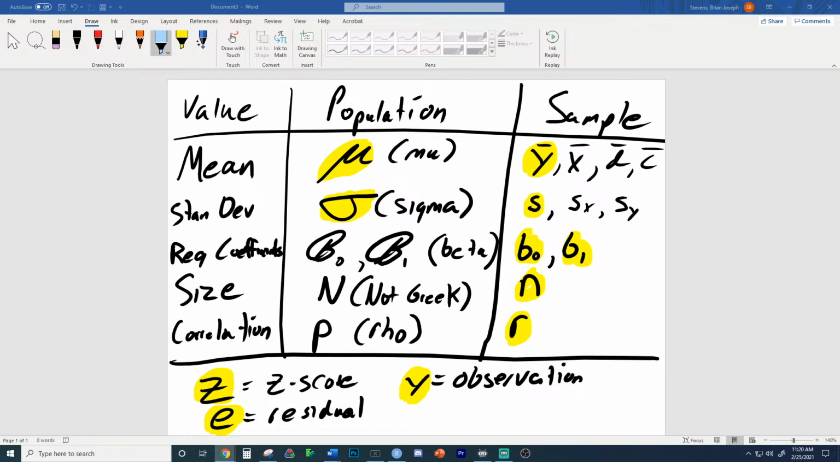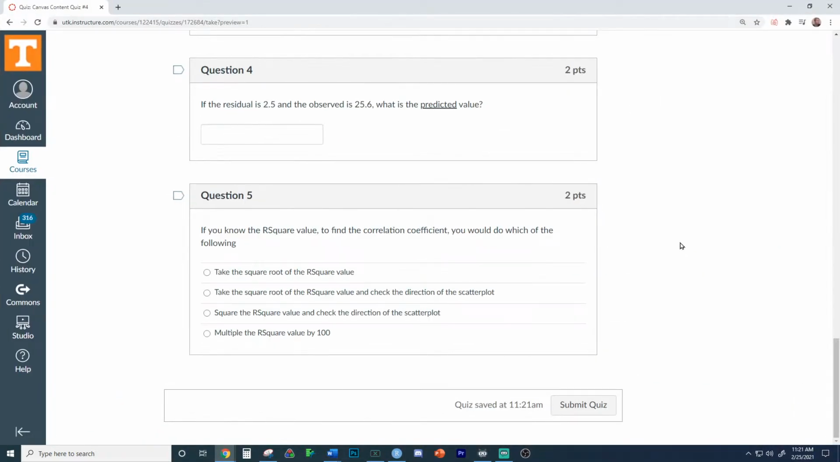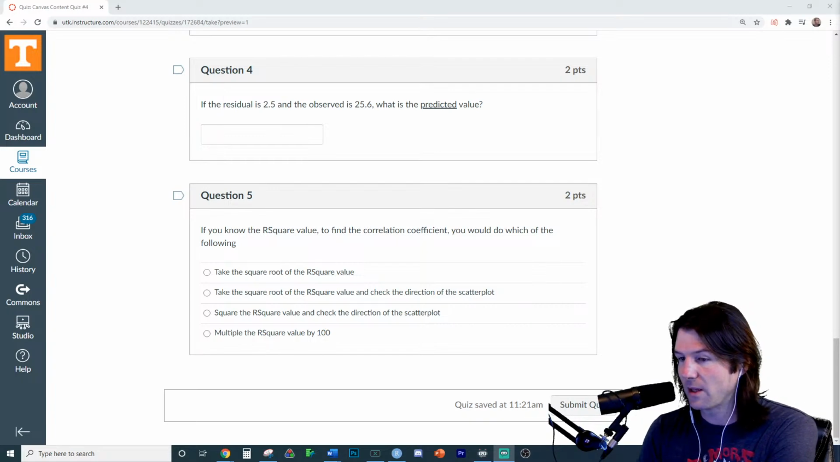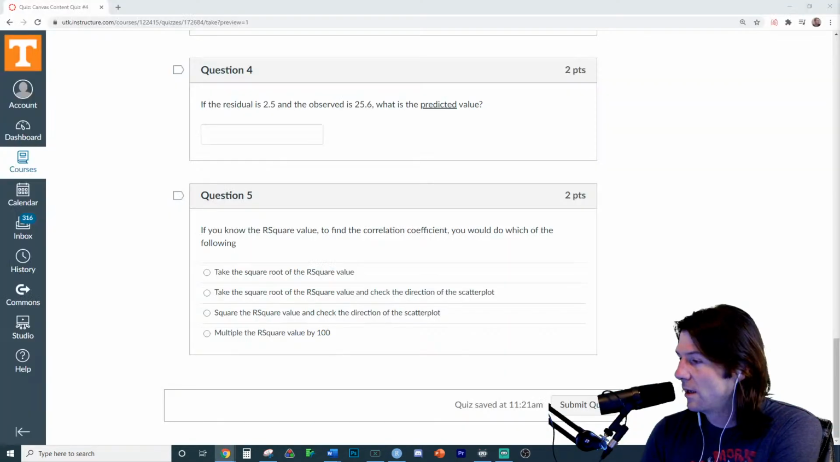I made changes to this and I didn't save it. Okay, let me see. I'm trying to find the output right now as we talk. Let me talk about this briefly. Is the person still here who was asking about the Canvas content quiz? I think it was Avery.